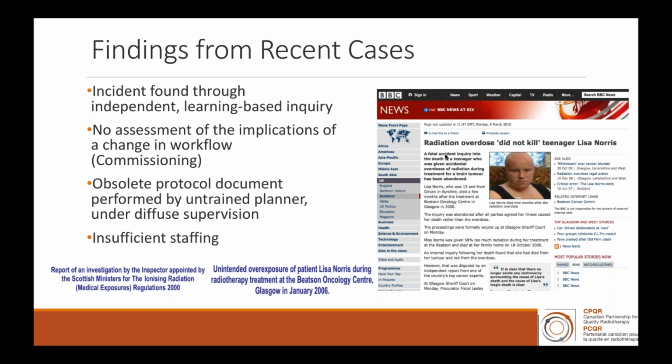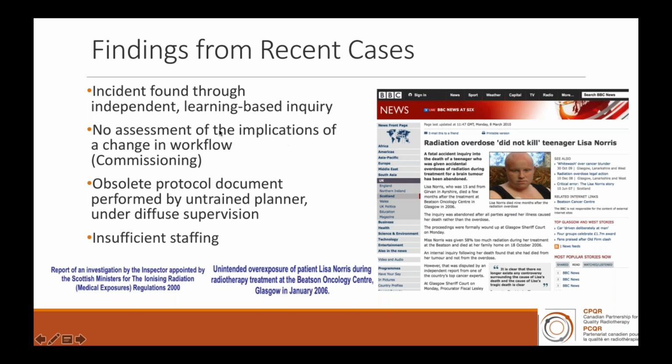This is the Beeston incident in Scotland, where a young teenager who was receiving craniospinal irradiation received a fatal dose. It turned out, many years after the incident, that the actual radiation incident was not the direct cause of her death. But at the time, we did not know that, and several investigations were made about that particular unfortunate case.